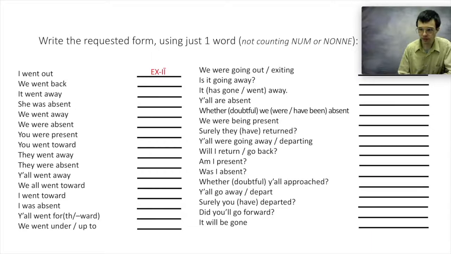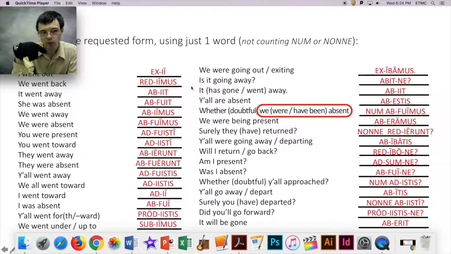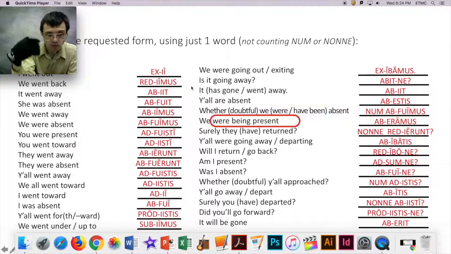Hopefully you're really watching out for the difference between "blanked" and "was blanking." So like "was" versus "was being." "Was" would be perfect tense. "Was being" is ongoing, so that would be imperfect tense.